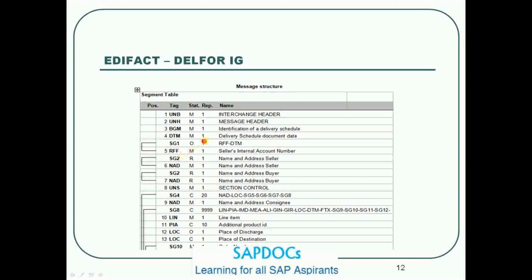Now the IG for DELFOR, we'll start with BGM, which is the beginning segment. Then we have DTM, which is the delivery schedule document date time. Reference segment, if you want to refer to any reference numbers in that message, you can do that. We have the NAD, which is the name and address, and this is similar to the N1 segment in X12. Down we have the LIN segment, which is the line item. Then we have PIA, which is the additional product ID that you may have.